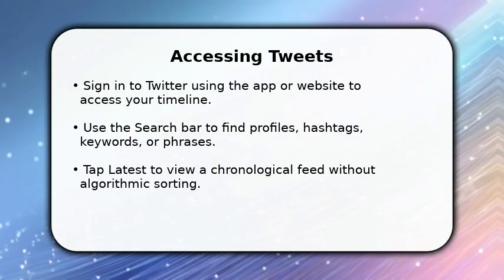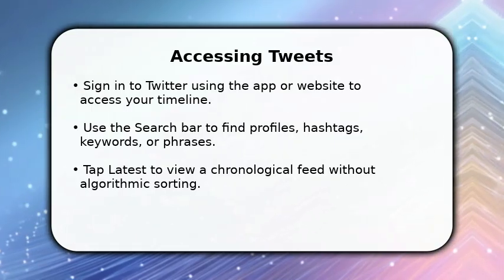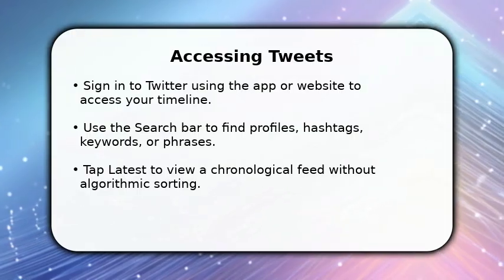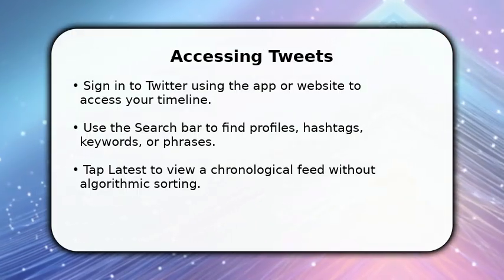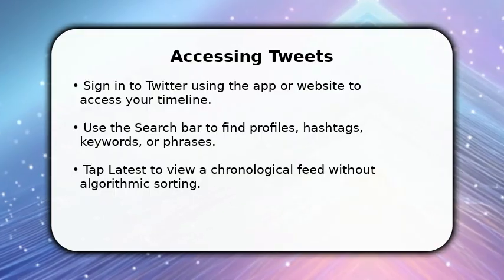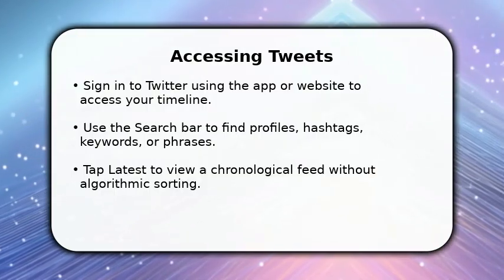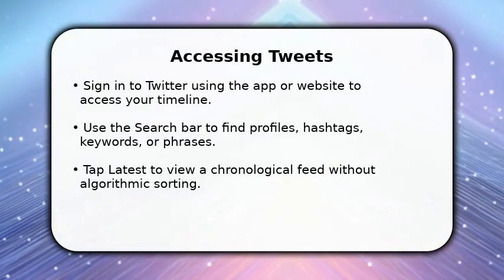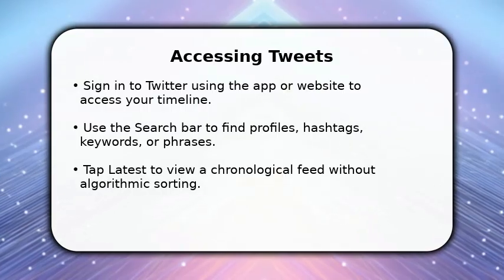In this video, I will show how to see tweets on Twitter, the easy way. Open the Twitter app or website and sign in to your account. Then use the search bar to find profiles, hashtags, or keywords and tap Latest for a chronological view. I will also demonstrate saving searches, creating lists, and adjusting timeline settings so you can quickly and reliably see the tweets you want every time.